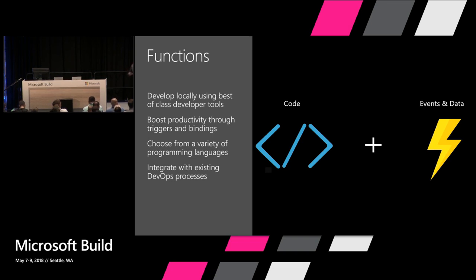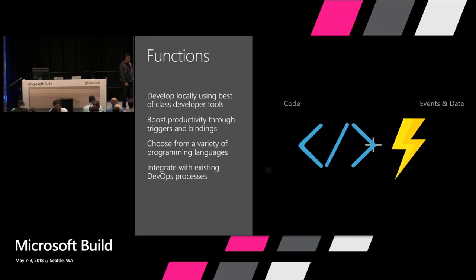You can debug also locally. You can write just a few lines of code, and we'll see as we go along how easy and simple it is. And functions boost productivity through triggers and bindings. We will talk more about them. And you can choose from a variety of programming languages: C#, F#, JavaScript, TypeScript, or Java. You can choose any of these languages to write functions. And it can really integrate with your existing DevOps processes.